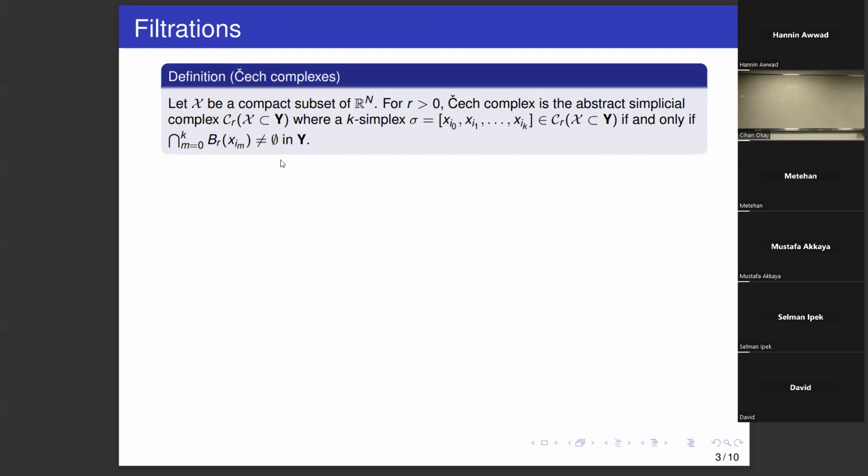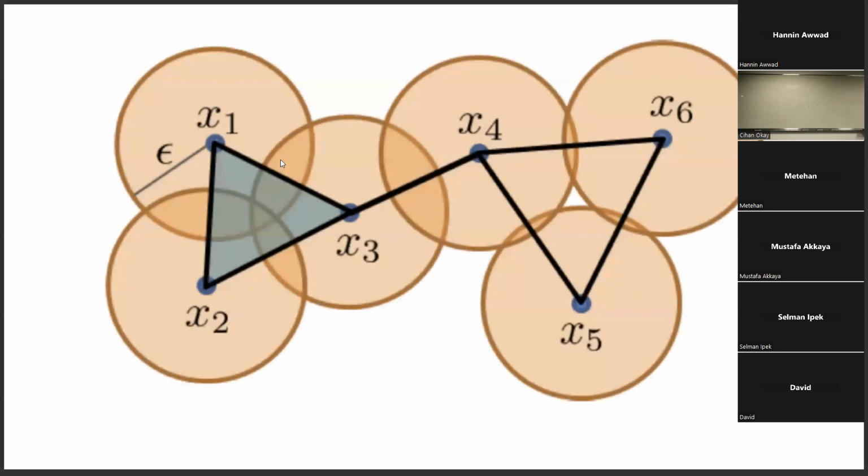Čech complexes. Let me show you a picture, this is going to be better. If two balls intersect each other, then I'm going to put an edge between them. The centers are there: x1, x2, ..., xn are my point cloud. I am looking at the R balls of them and their intersections. Now, the Čech complex is obtained as follows: if two R balls intersect each other, then put an edge between them.